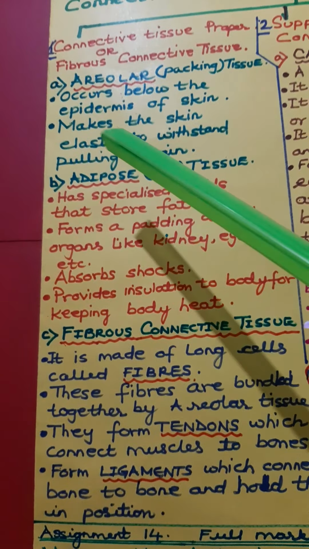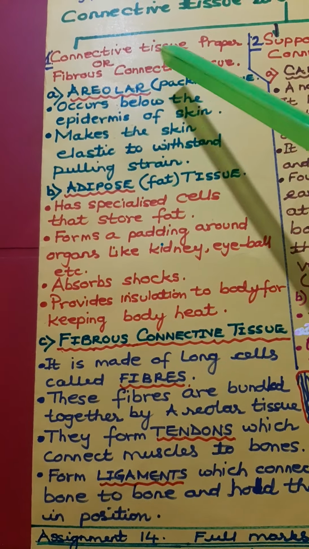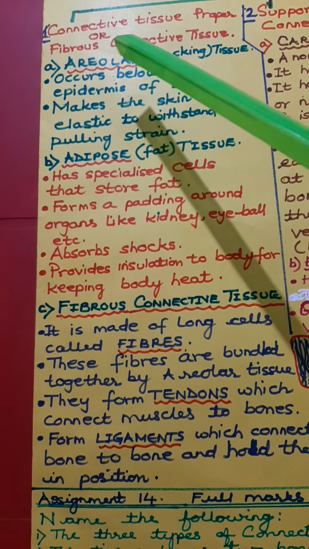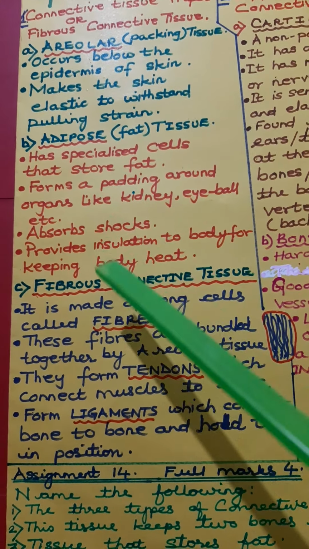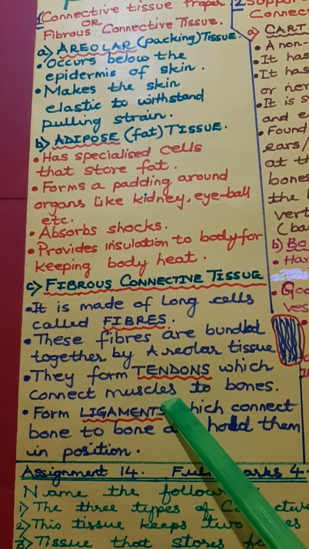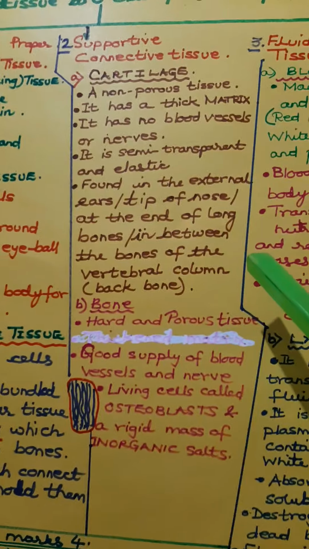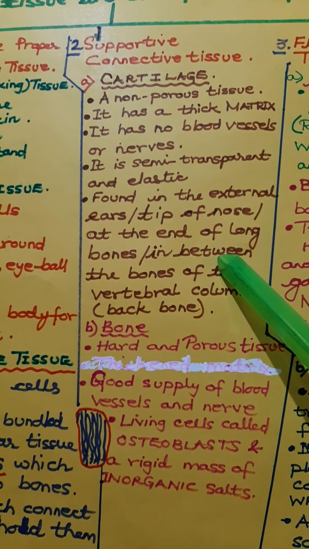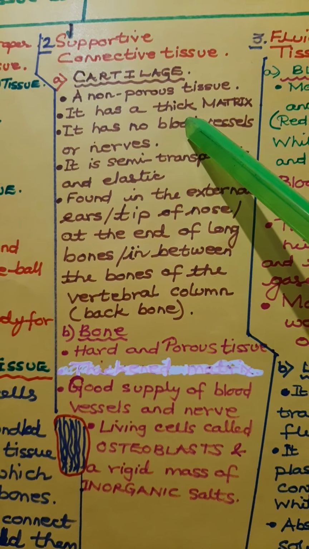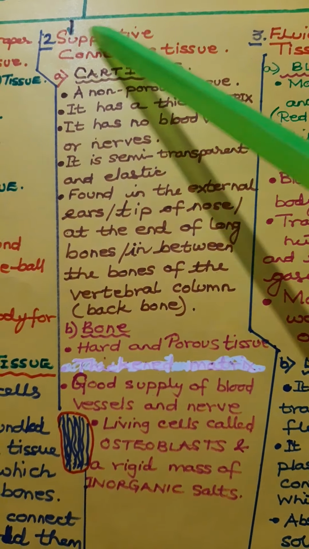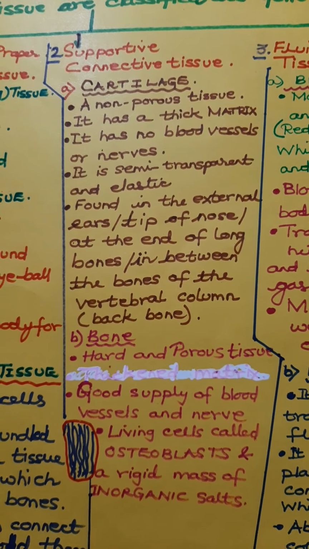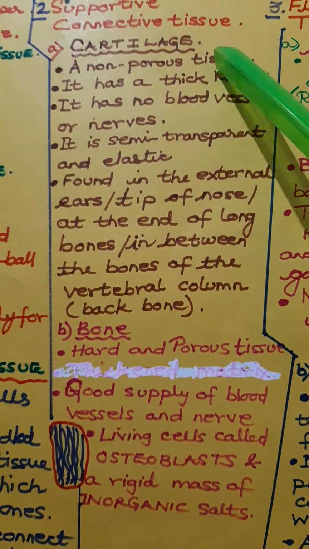So these are the three types of connective tissue proper or fibrous connective tissues: areolar, adipose, and the fibrous connective tissue. So these are the different types. Okay, now we move on to the next tissue. This is the supportive connective tissue. Okay, connective tissue but of supportive function. So let's see the different types of supportive connective tissue.